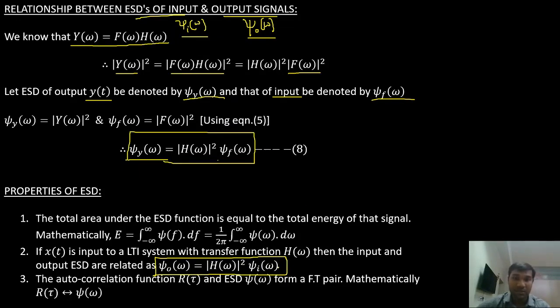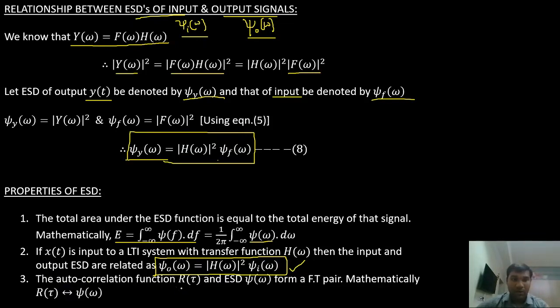The same equation is shown here in a different form, and the total area under the energy spectral density function is equal to the total energy of that signal. The total area under the ESD curve is the same as the energy of the signal.